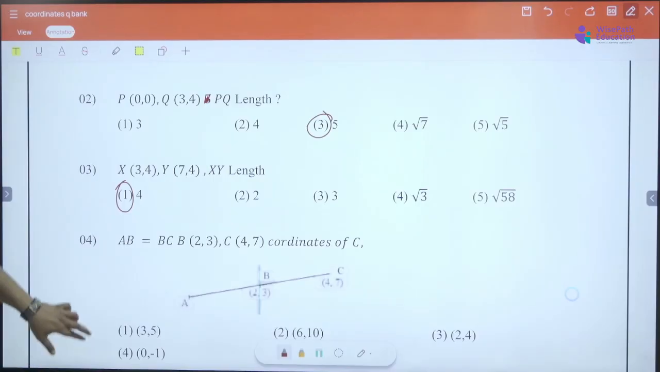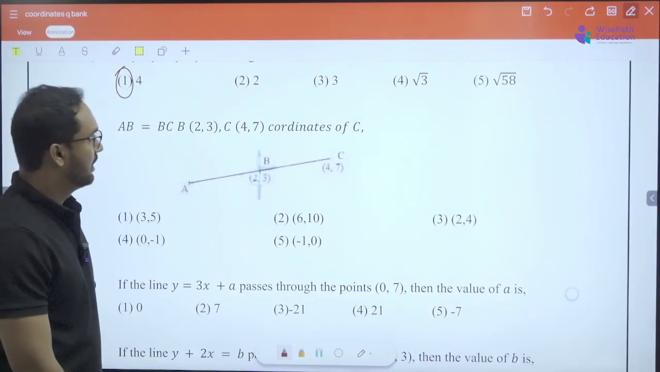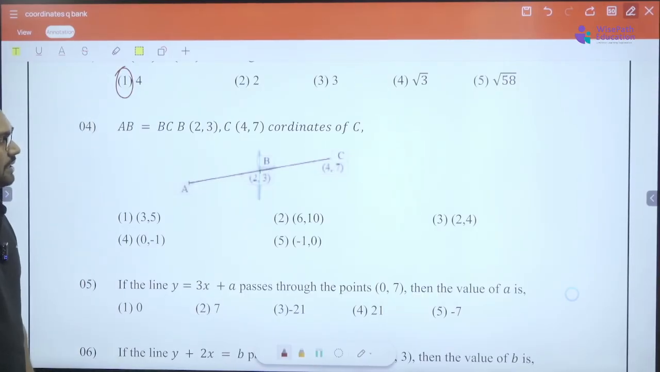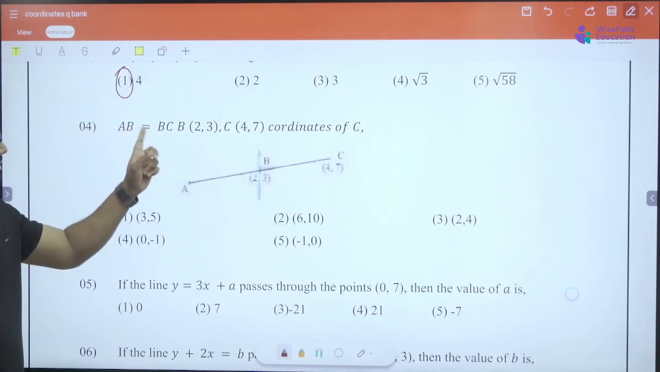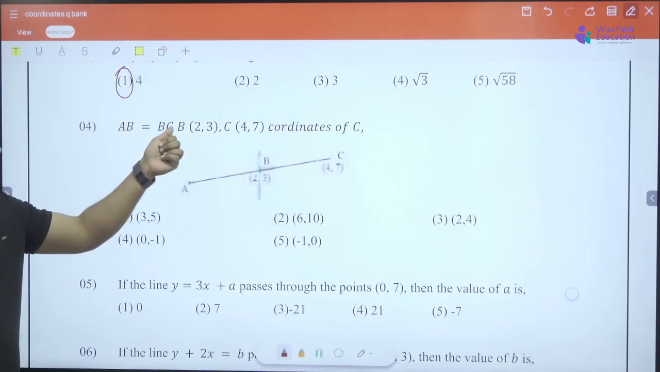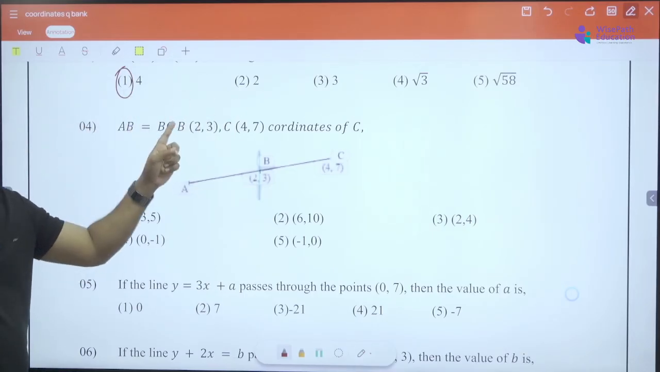And the fourth, it says AB equals BC. B coordinates are 2, 3 and the C coordinates are 4, 7. They are asking the coordinates of the midpoint, right? It gives AB equals BC, so B becomes the midpoint, isn't it? If I take the AC straight line, B is the midpoint.